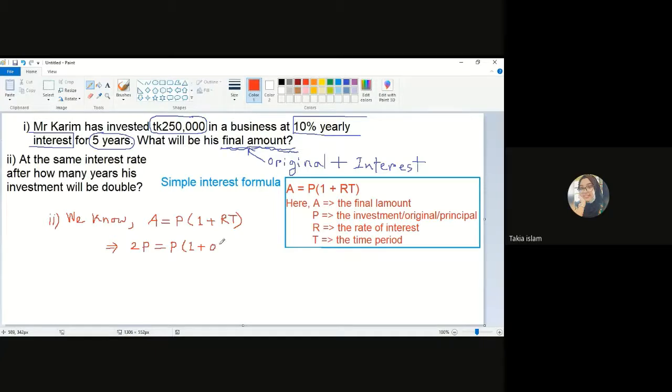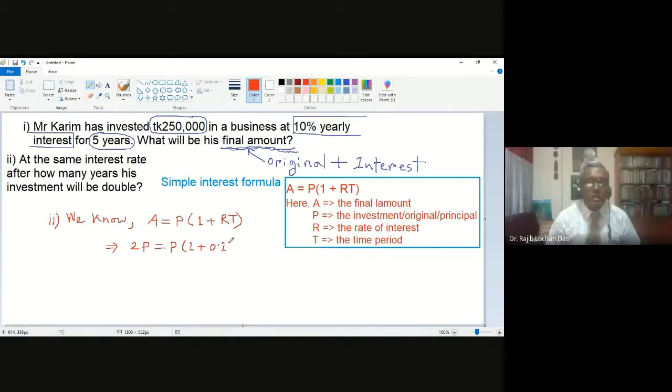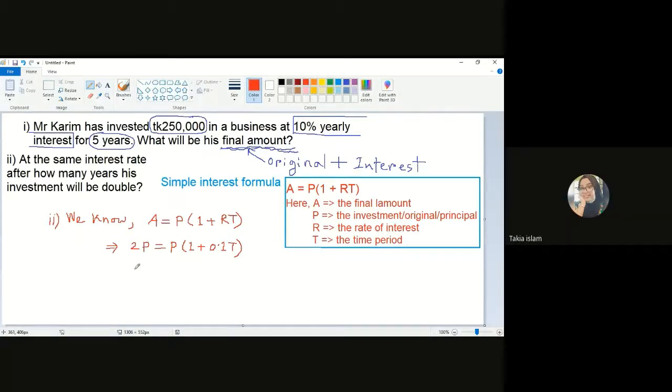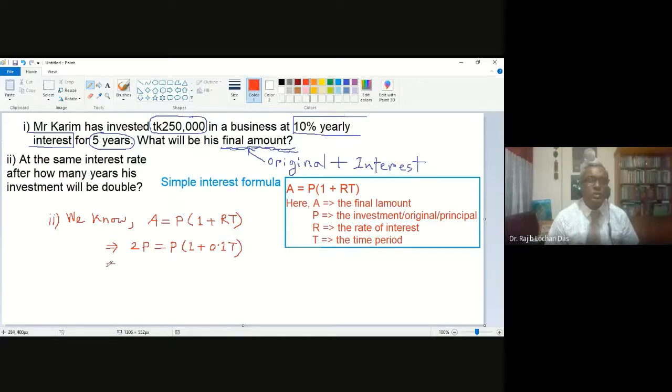It is okay, because the investment will be double. So whatever the investment, if it is 250,000, it will be double of that. If it is 1 lakh, it will be double. If it is 1 crore, it will be double. So whatever the P value, it does not matter. It will be just double of P. So 2P in the left side. Next line you can write this P and P are cancelled. Do you understand? Yes, sir. So you have only 2.